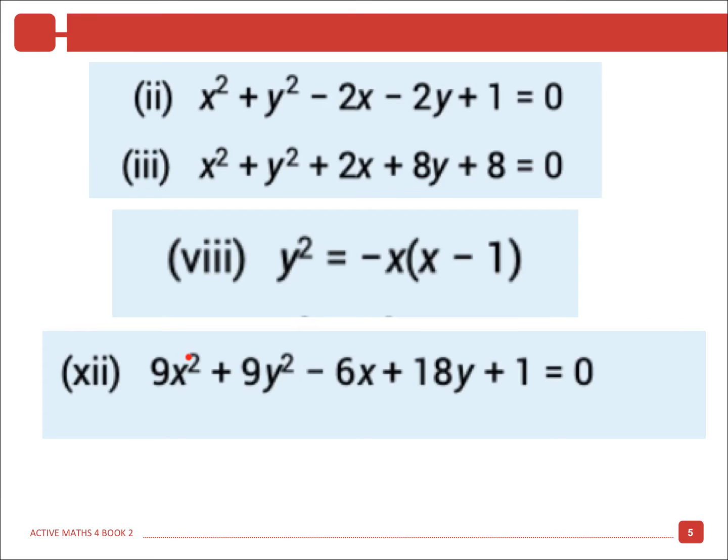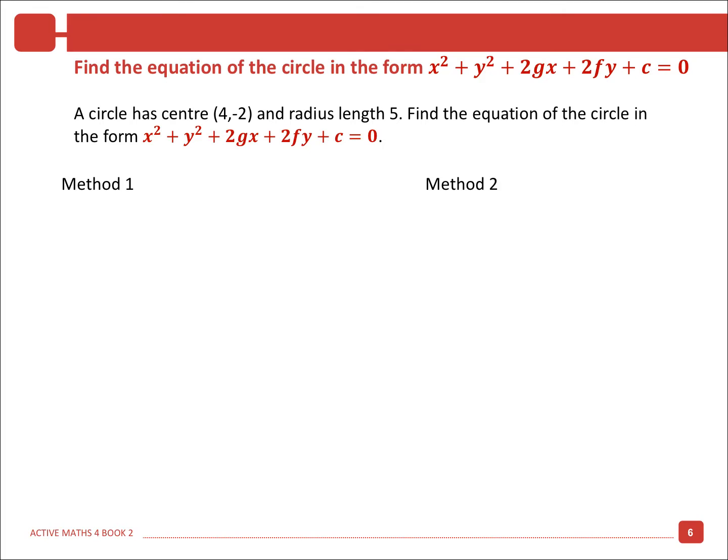Here are some questions that you may want to try. We did them in class. For this last one, you'll have to divide everything by 9 in order to get the equation x squared plus y squared, so that you get the correct value for your 2gx and your 2fy.